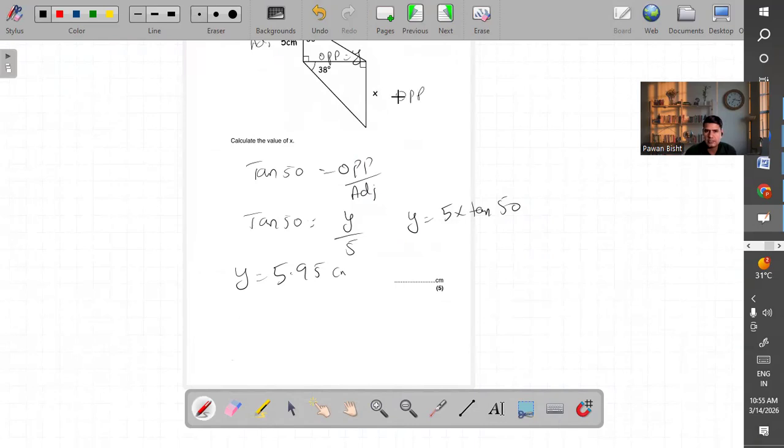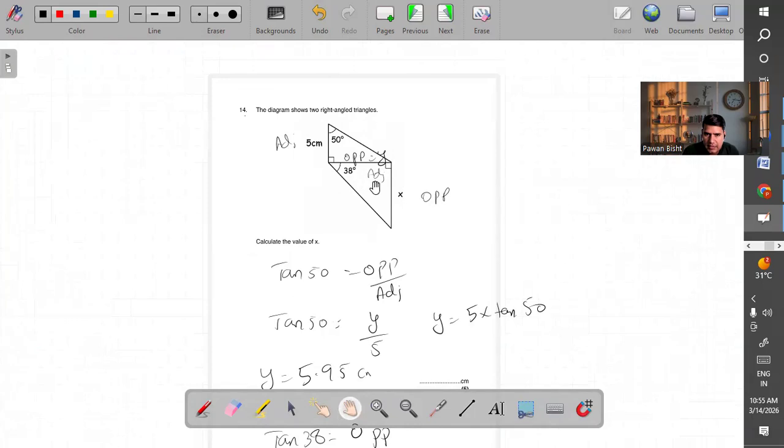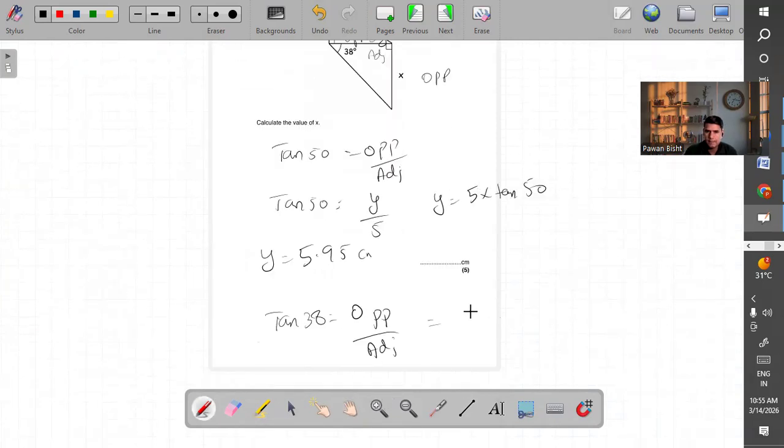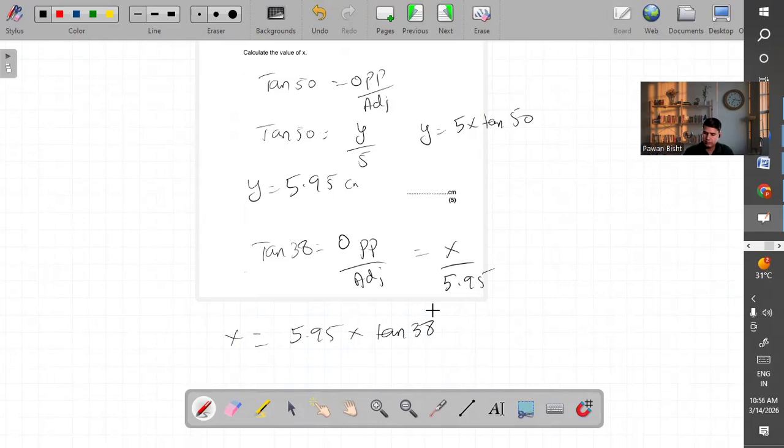So this will be opposite now and this will be adjacent. So again we apply tan 38 is equal to opposite over adjacent. For this small right angle triangle which is below, this is opposite and this is adjacent. So opposite is x and adjacent is y, which is 5.95. So x will be 5.95 times tan 38. Put the value in calculator. So your answer will be 4.648.